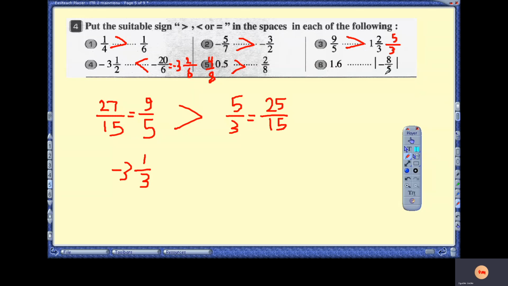Here 1.6 and negative 8 over 5. Negative 8 over 5 will be 8 over 5. And 1.6 will be 16 over 10. You can simplify it by dividing by 2. It will be 8 over 5. So the two rational numbers are the same. You will put the sign.